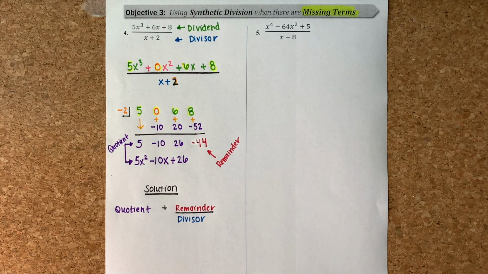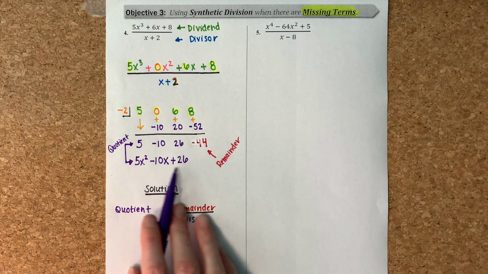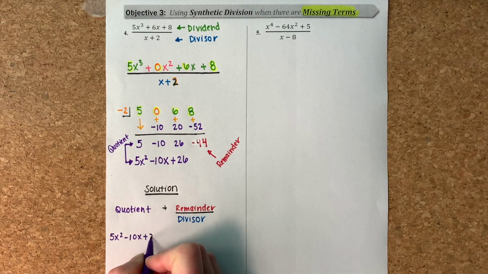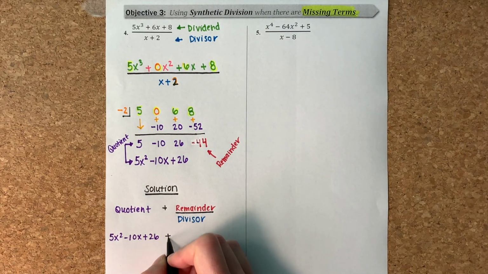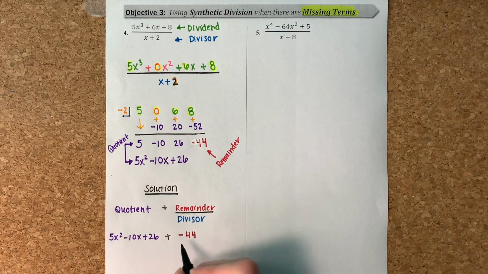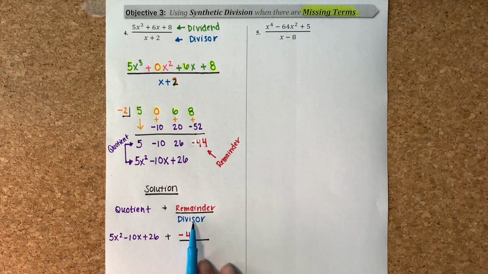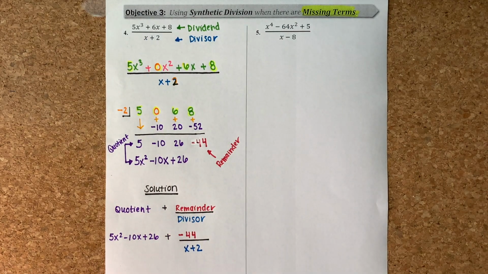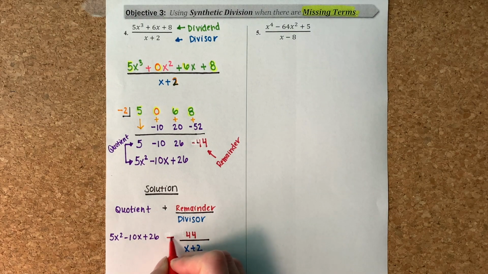Our final solution will be written in this form. So we start with the quotient, which we have here, 5x squared minus 10x plus 26. And then we're going to add the remainder, which is negative 44, divided by the divisor, which we said was x plus 2. Now we know in math, if you add a negative, that's equivalent to subtraction. So I'm going to change this plus a negative to just subtraction.